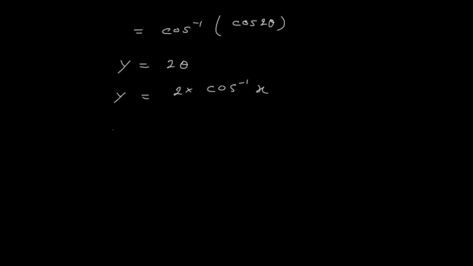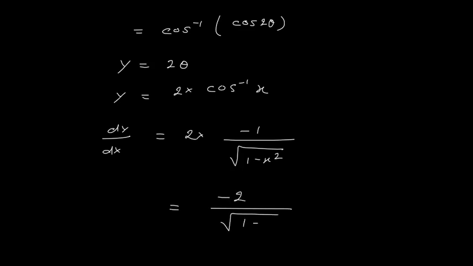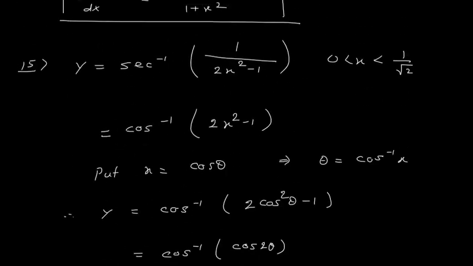If we differentiate, dy upon dx, we will get 2 into the derivative of cos inverse x, which is minus 1 upon root of 1 minus x square. So this is equal to minus 2 upon root of 1 minus x square.